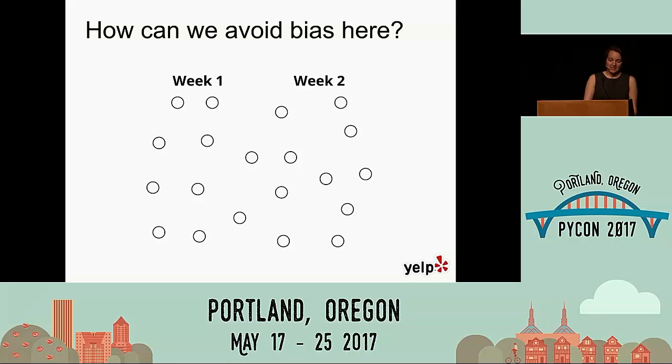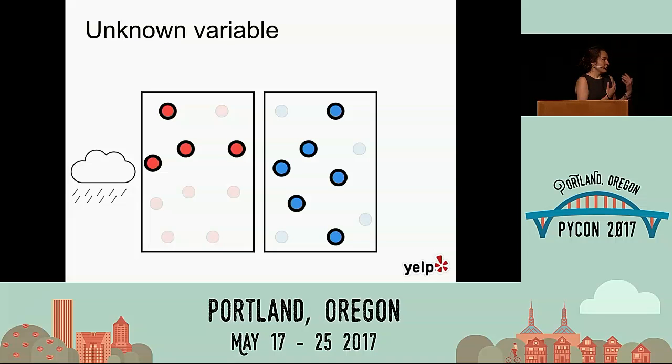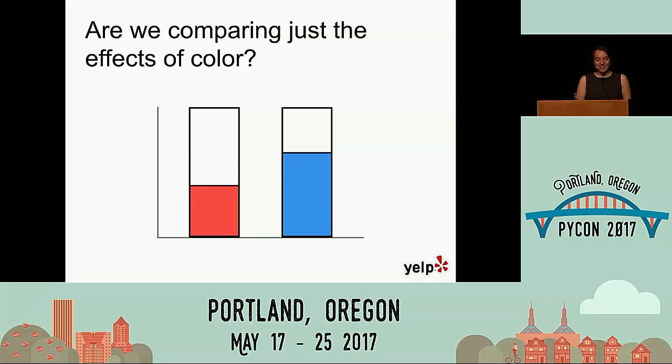OK, so real quickly, how can we avoid bias? Let's use random assignment. Now the result is, if we look at our unknown variable, it's a little bit more evenly distributed between the two. And when we ask our question, are we comparing just the effects of color, we can more confidently say, for the most part, yes. This is where statistics comes in.